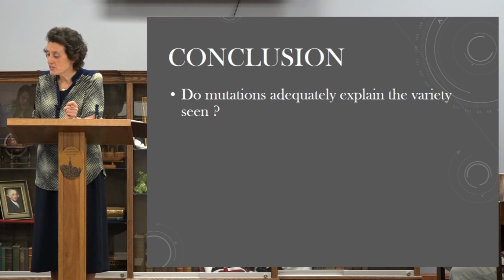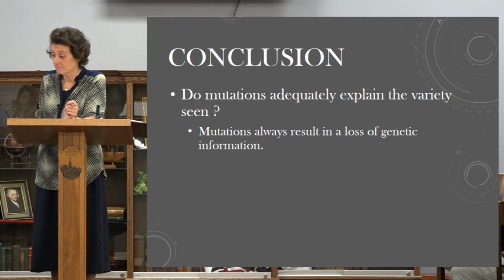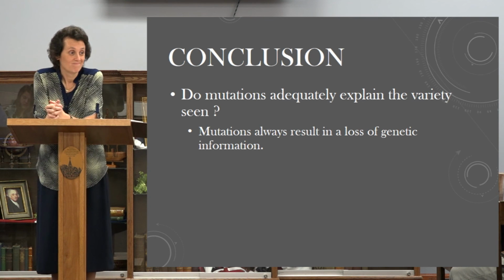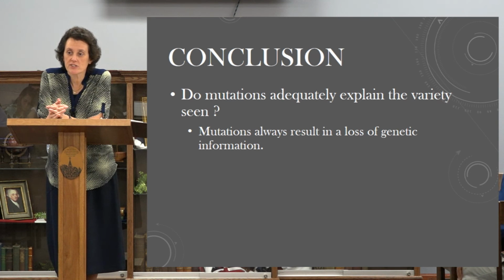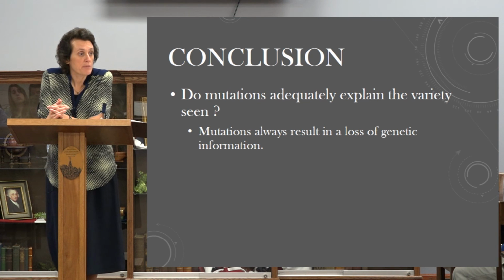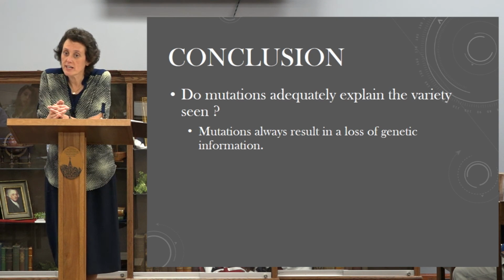So, do mutations adequately explain variety? We talked about point mutations. We talked about frame shift caused by insertions and deletions. What do you think mutations do to genetic information? What happens to the code when there's a mutation? It becomes scrambled. It's like a misspelling. It's a typographical error. So what happens is mutations result in the loss of genetic information.